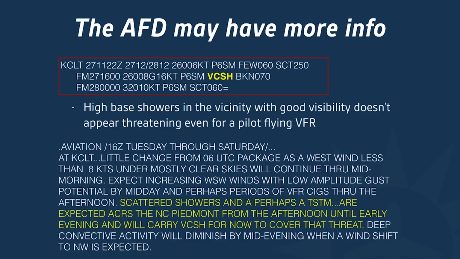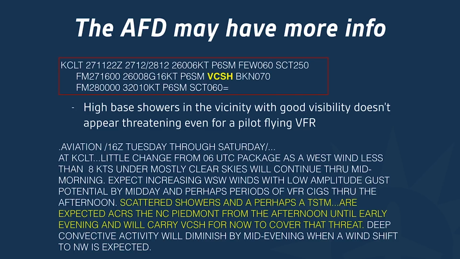But you have to read the details of the terminal or the AFD to really understand what's going on. So I pulled out the area forecast discussion for the Greenville-Spartanburg Weather Forecast Office, who issues the TAF for Charlotte. And here's what it says, highlighted in yellow is the important part. It says scattered showers and perhaps a thunderstorm are expected across the North Carolina Piedmont from the afternoon until early evening, and will carry VCSH for now to cover that threat. So again, it's a discussion that's kind of free form. The forecaster can put in that discussion anything that would help you in figuring out what they're thinking from a terminal forecast standpoint.